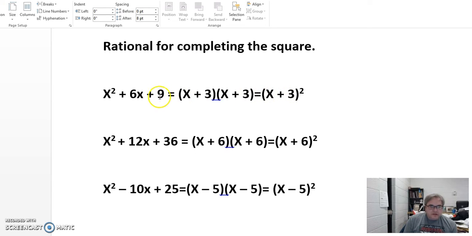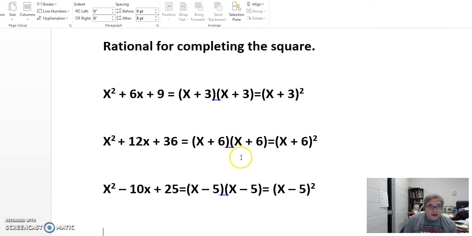So the reality is this I can write as a square. If I took the square root of this, I'd actually get x plus 3. It's a perfect square. So completing the square is related to this factoring that we're looking at on these three examples. So this one here, x squared plus 12x plus 36, if I factor that, x plus 6, again 6x adds up to give me 12x. 6 times 6 is 36. So x plus 6 times x plus 6 is again x plus 6 squared.